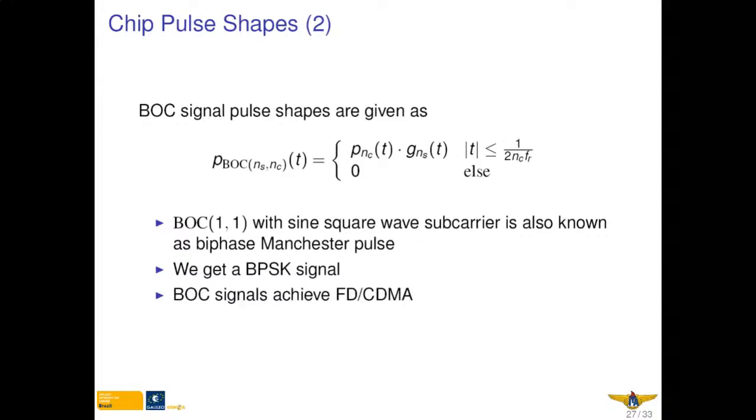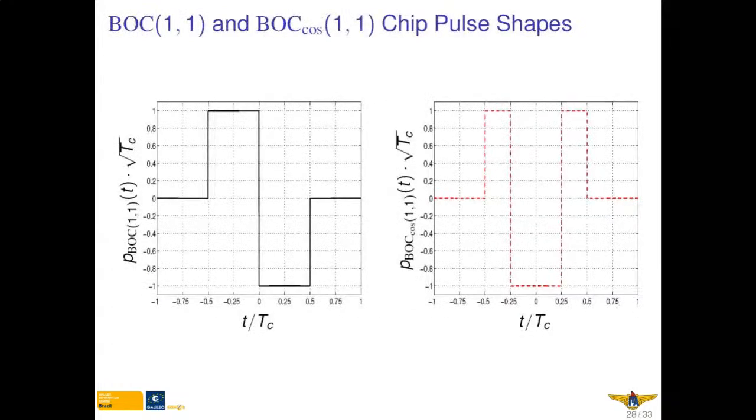BOC signals achieve the frequency division, code division, multiple access that we have seen earlier in this presentation. And you will see in the following slides how they do this. So these are the chip pulse shapes for a cosine BOC on the right-hand side, and on the left-hand side, a sine BOC(1,1) signal.